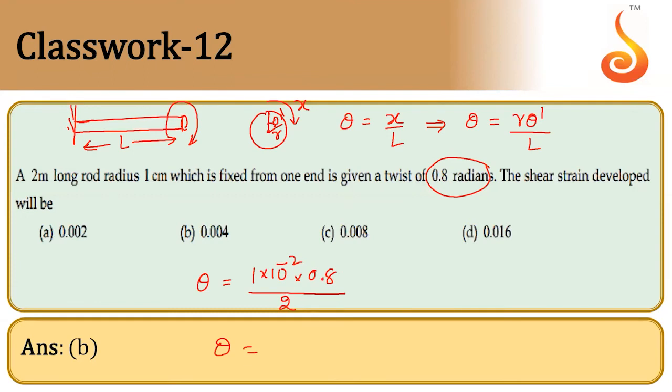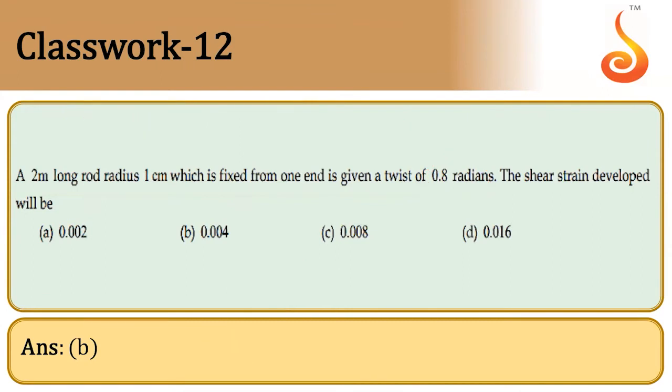Done, children? Done? Okay, okay. B, option B. Okay, right. Go to the next one.